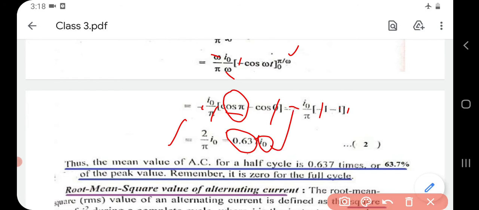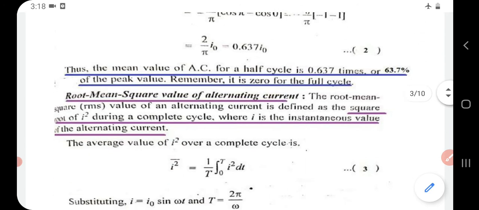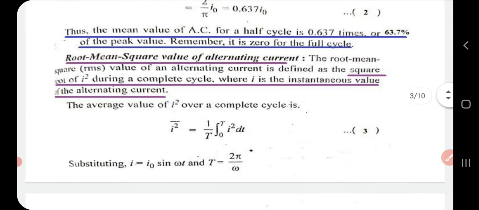But always remember, it is 0 for a full cycle. So if you are asked to write the mean value of AC over a full cycle, it is 0. If it is the mean value of AC over a half cycle, it is 0.637 I0. All these integrations are very simple, so it is very easy to follow. So that is the expression for the mean value of AC.